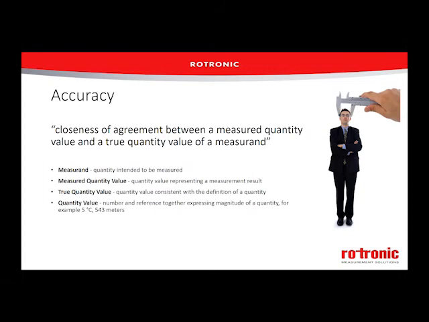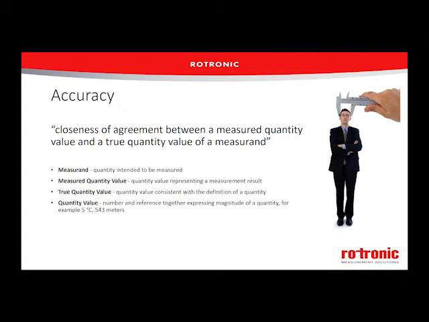So accuracy, and this is a definition that I've taken from the VIM, which in the metrology world is essentially our primary dictionary. It defines accuracy as the closeness of agreement between a measured quantity value and a true quantity value of a measurand. And our measurand, that's just what we are trying to measure, be it the amount of humidity in the air, the length of a gauge block, something like that.